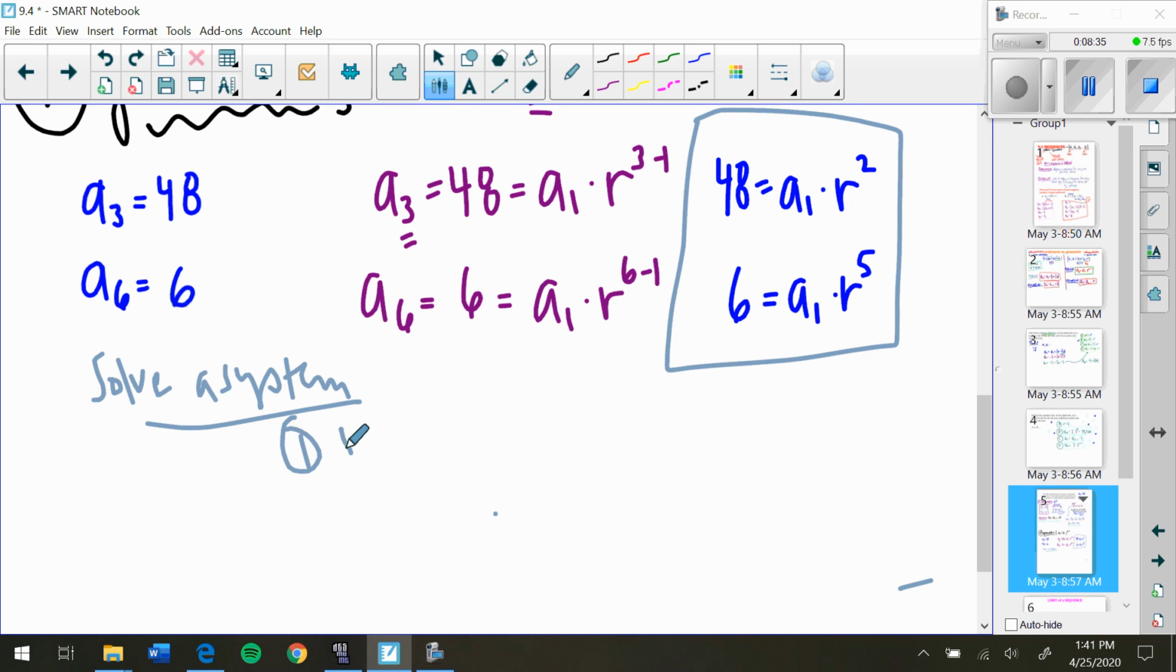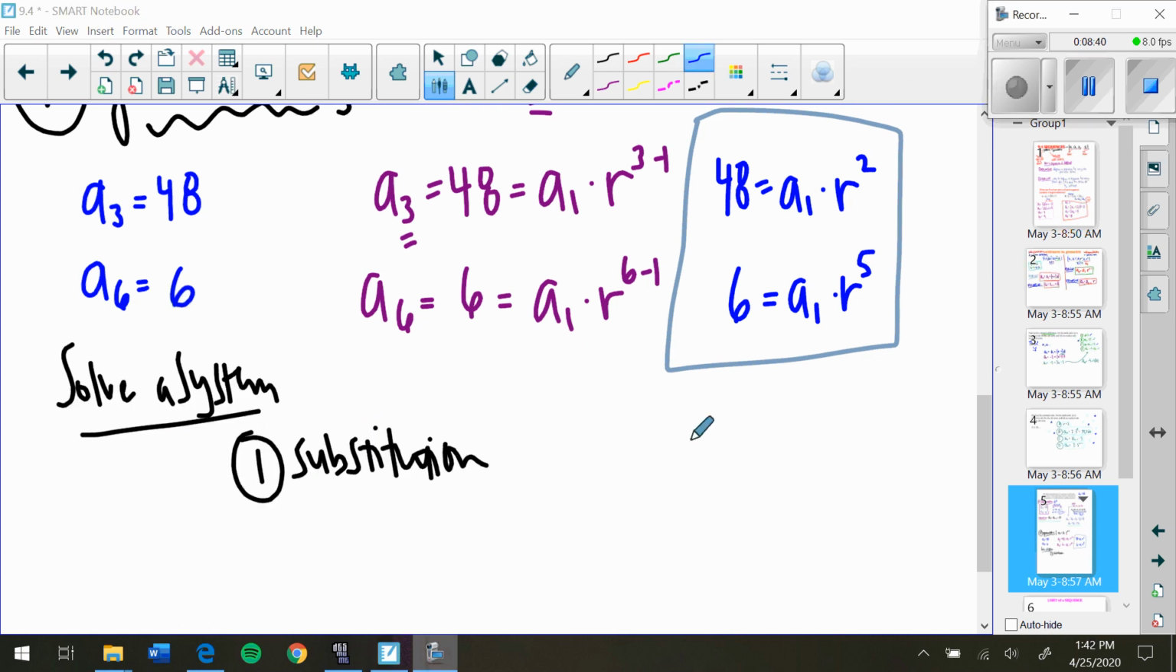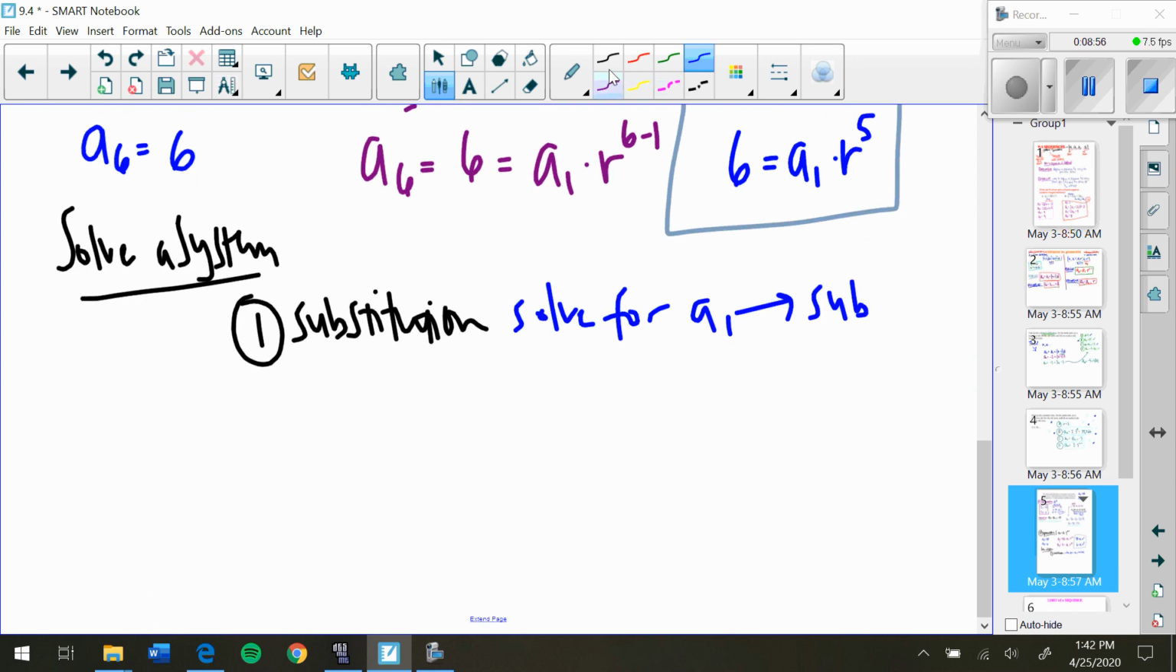would be substitution. You could solve for a1 in one of these equations and then substitute it into the other and solve. I'm not going to use that method actually. I want to use a different method because I think it's the one that we probably avoid more. The other one we could do is elimination. I know we've done a problem very similar to this, but I think it was a long, long time ago.